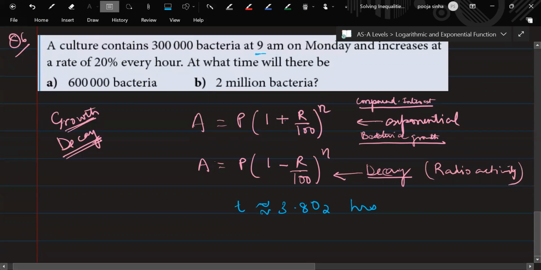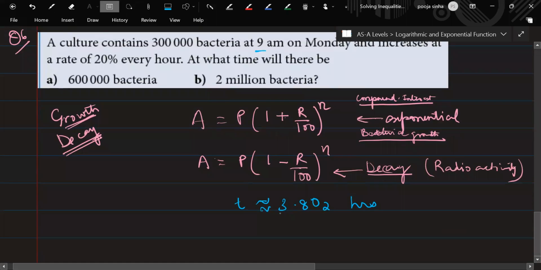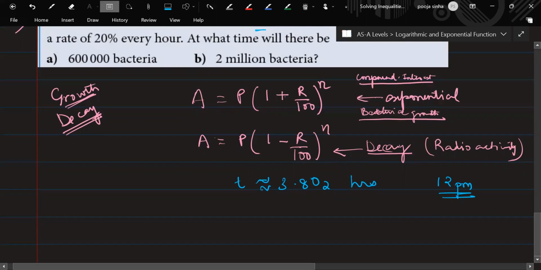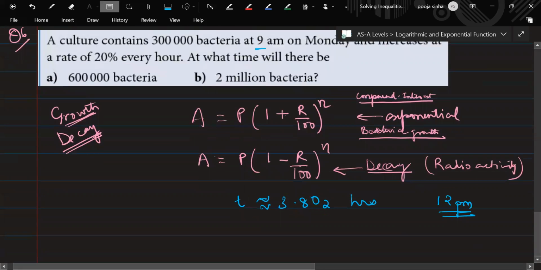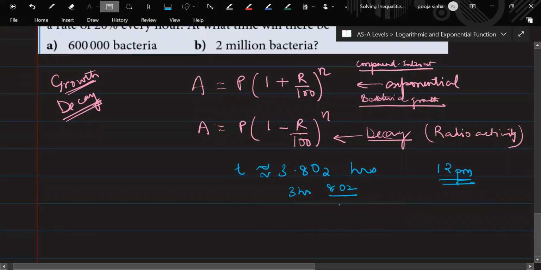Right? So if we add 3 hours to 9, how much is it? 12 p.m. Approximately it is 12 p.m. Right? But then it's 3.802. Shouldn't it be 4 hours approximately? 3.802 would not mean 4 hours. It means 3 hours and some minutes. So 802 will be converted into hours by dividing it by 60.